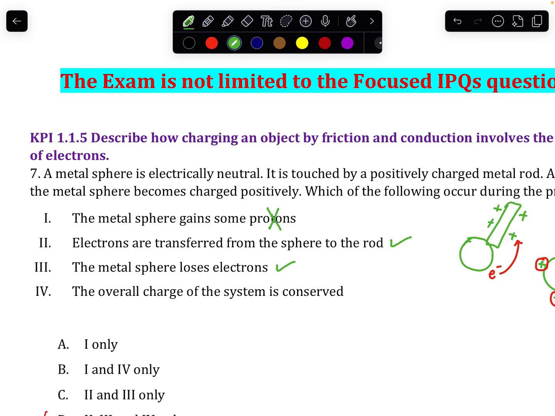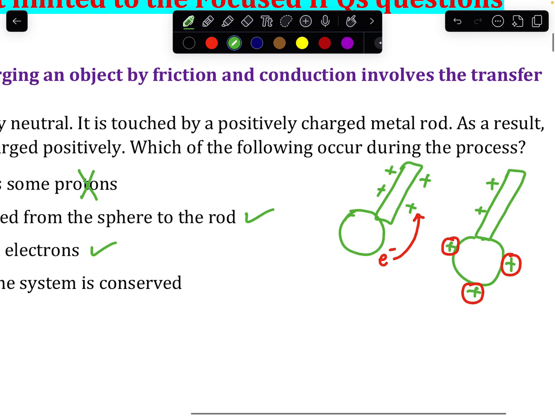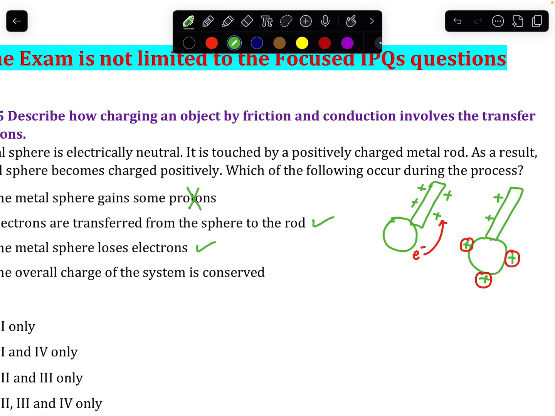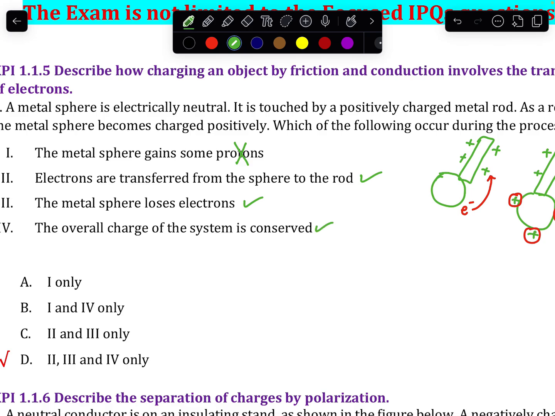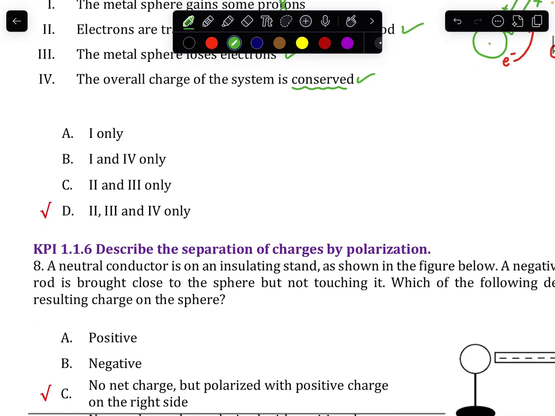Do I have any electrons or any protons that disappeared? Just gone with the wind? Never. So basically I only have a transfer of electrons. They are only exchanging charges. So it is the total charge of the system, sphere and rod, that is the same before and after, the sum of their charges. Okay, so that's also correct. So 2, 3, and 4.